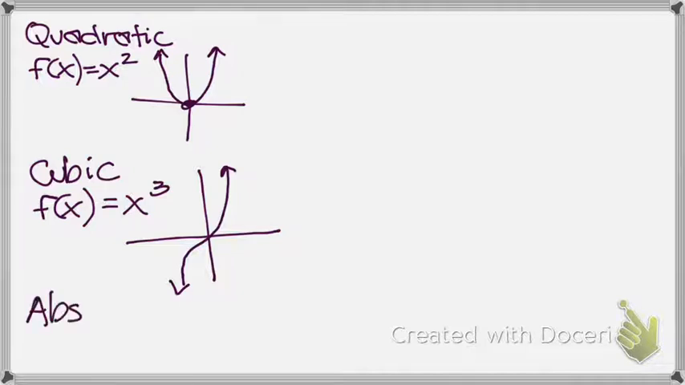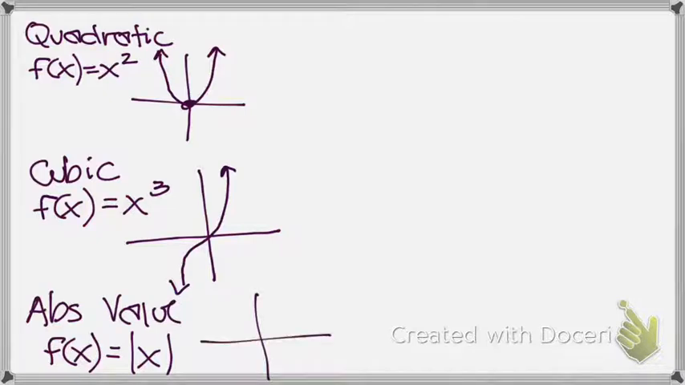Absolute value is f of x equals the absolute value of x. Anyone remember what that graph looks like? V shape.